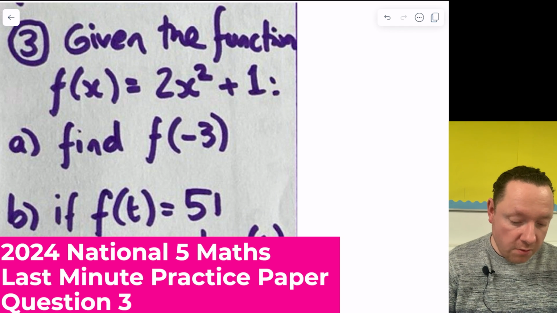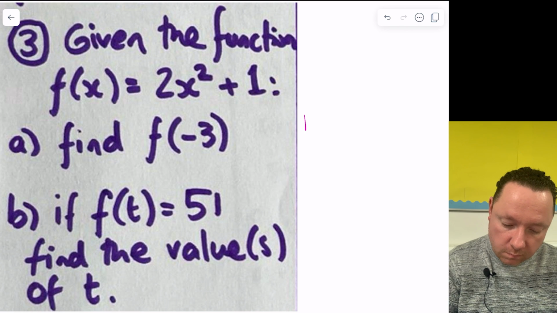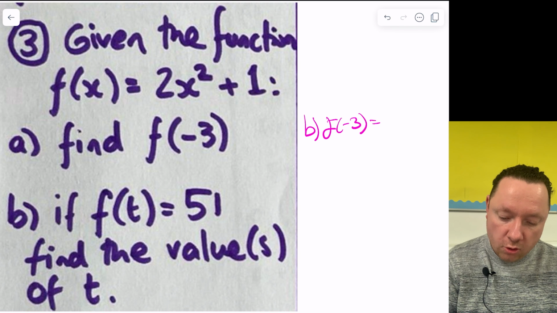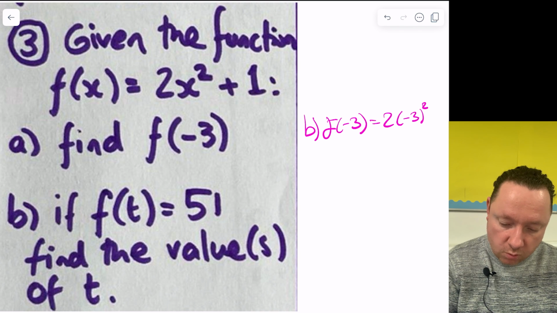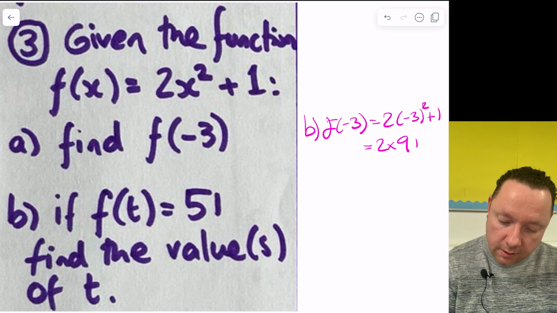Functions for the 2024 mock paper. Question 3, given the function f of x is 2x squared plus 1, find f of minus 3. So I sub in if I'm asked for f of something. So it's 2 of minus 3 squared plus 1. That's 2 times minus 3 times minus 3 is 9. Plus 1. 2 9s is 18, plus 1 is 19.